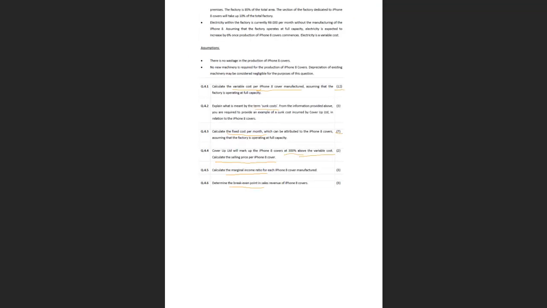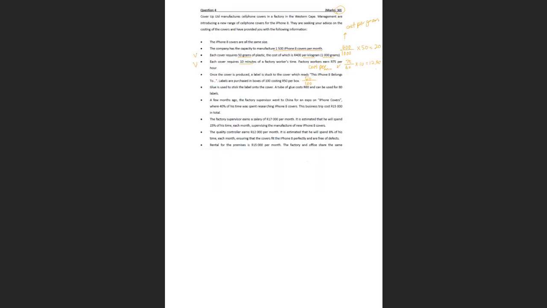They said to you, determine the variable cost per unit, not the variable cost for all the units. Then you would have worked out it for all 1,500 units, but that's not what they're asking you for. They want it per cover manufactured. So you just needed to then work out the cost for one item. So this was going to be then a value of 0.5 or 50 cents.